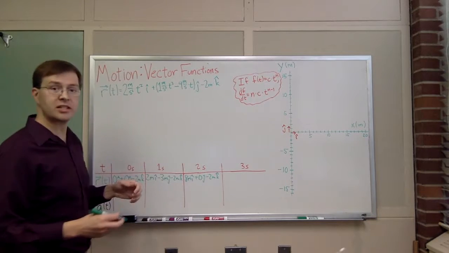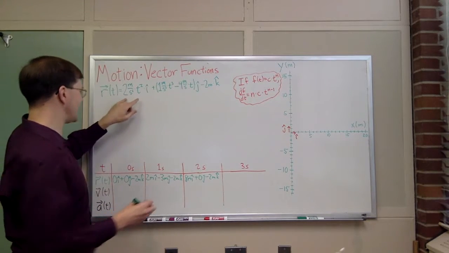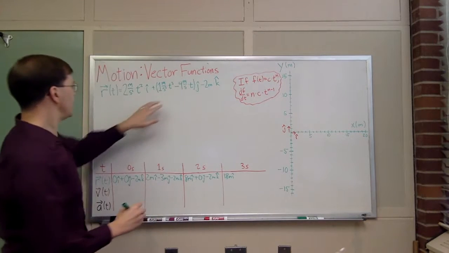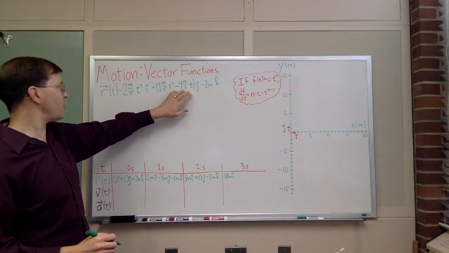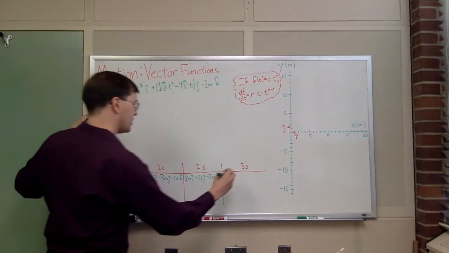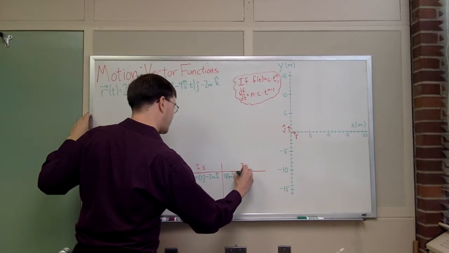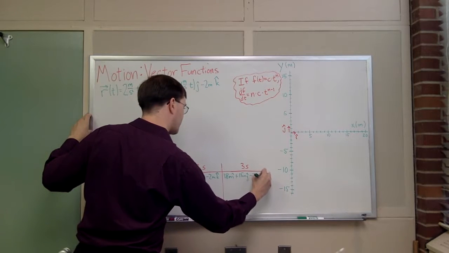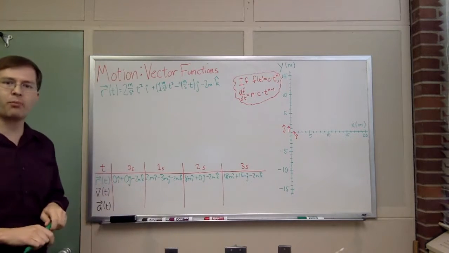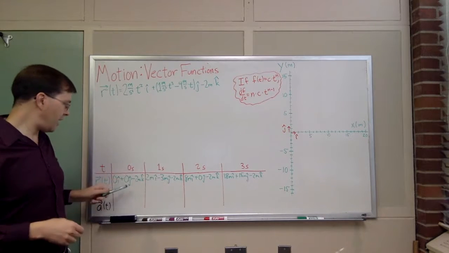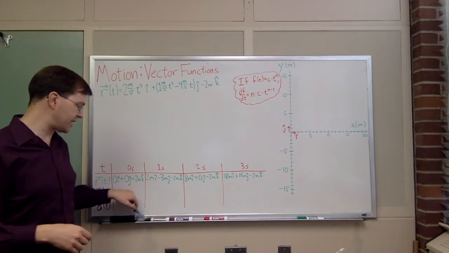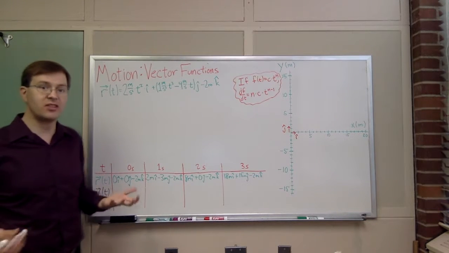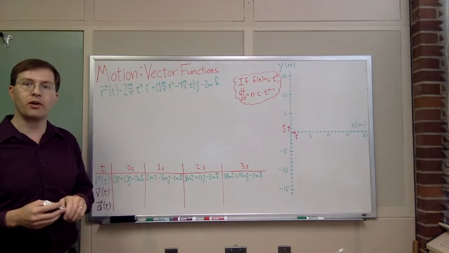And then 3 seconds, just continuing on one more. 3 squared is 9, 18 meters i hat. 3 cubed is 27, minus 4 times 3 is 12, that's 15. So that's plus 15 meters j hat, minus 2 meters k hat. Okay, so I've got a list of points that I have for these various times. And if I want to graph this motion, all I have to do is just plot some points. That's a good starting point for graphing motion.